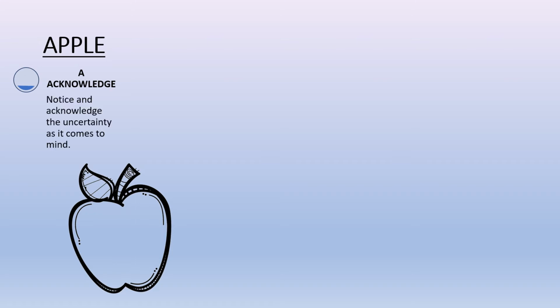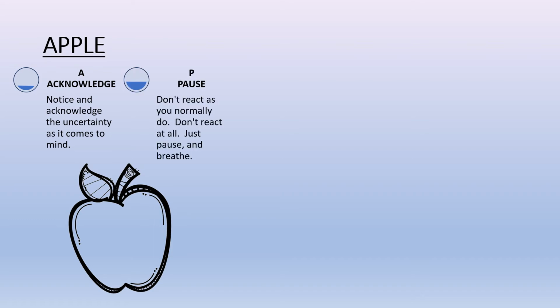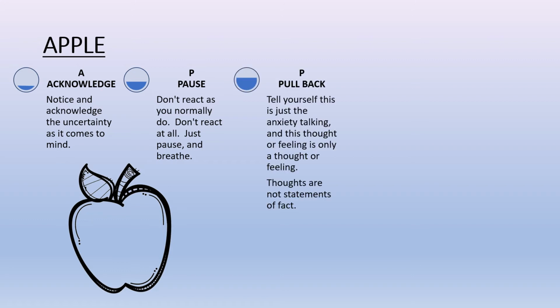The apple technique can be used to respond to rumination or worrying. Apple helps us respond mindfully and more effectively to unhelpful thoughts and feelings. You can do this by acknowledging, noticing and acknowledging the uncertainty as it comes to mind. Pausing, not reacting like you normally would do, not reacting at all, just pausing and breathing. Pulling back, telling yourself that this is the anxiety talking and this thought or feeling is only a thought or feeling, and remembering that you do not have to believe everything you think. Thoughts are not statements or facts.